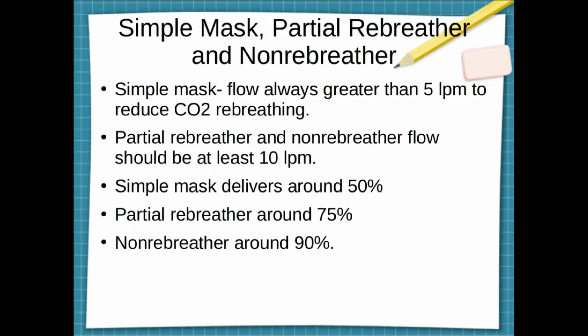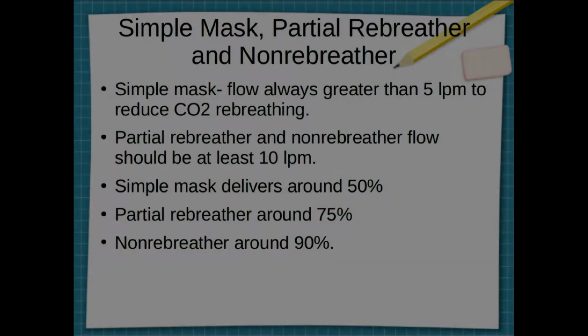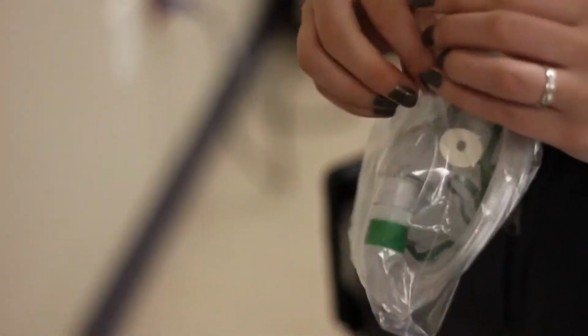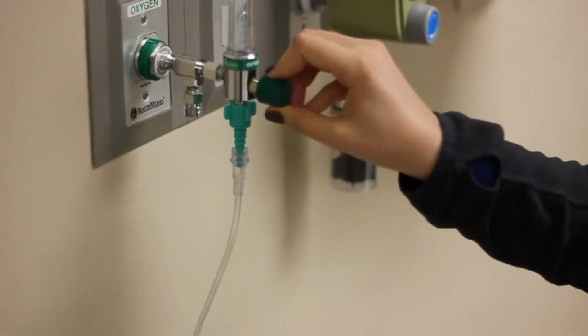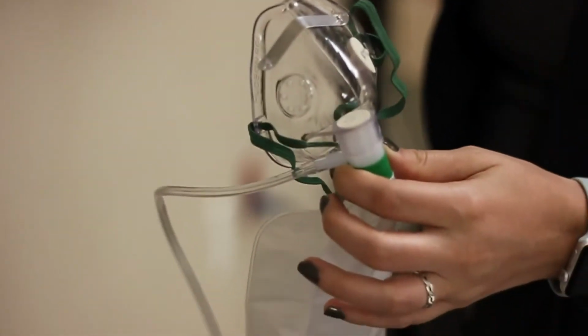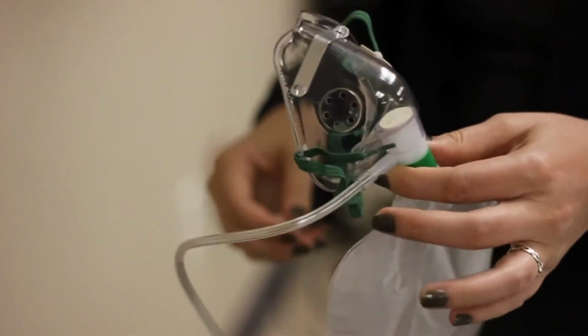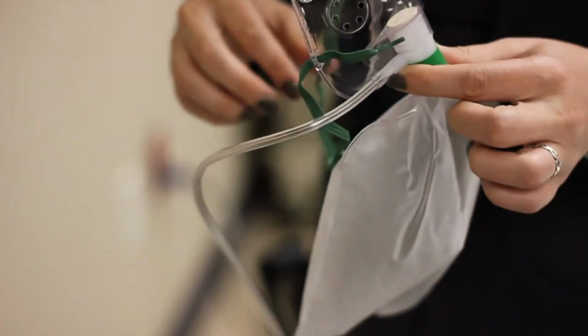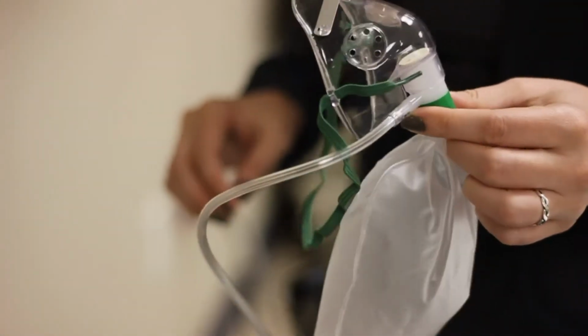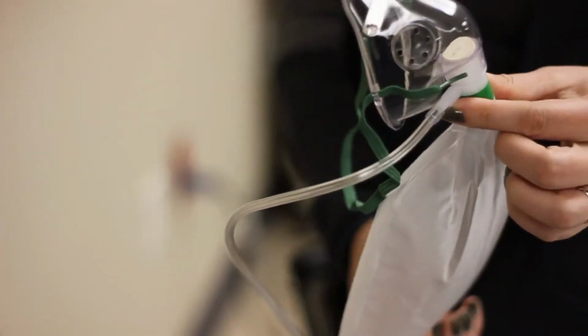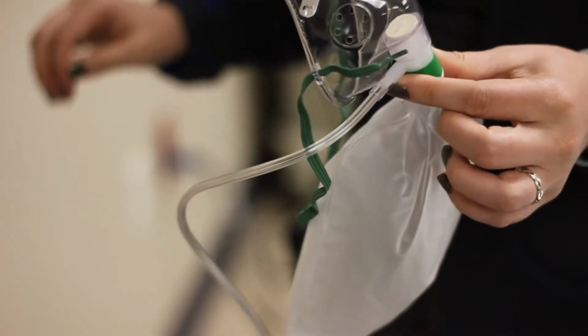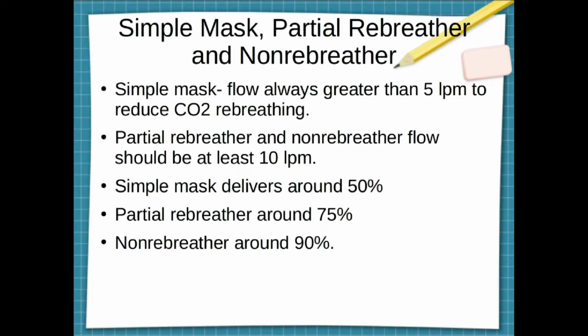Next up, we have our reservoir systems. On these, the FiO2 varies, but dilution with room air is reduced because the patient has a reservoir to draw from. The first is the simple mask. Your liter flow on your simple mask should always be greater than 5 liters to avoid CO2 rebreathing. A liter flow less than 5 does not wash out the CO2 that's exhaled into the mask. The FiO2 delivered by this device is between 35 to 50% and is dependent on the fit of the mask and the patient's work of breathing. It also does not provide any humidification.